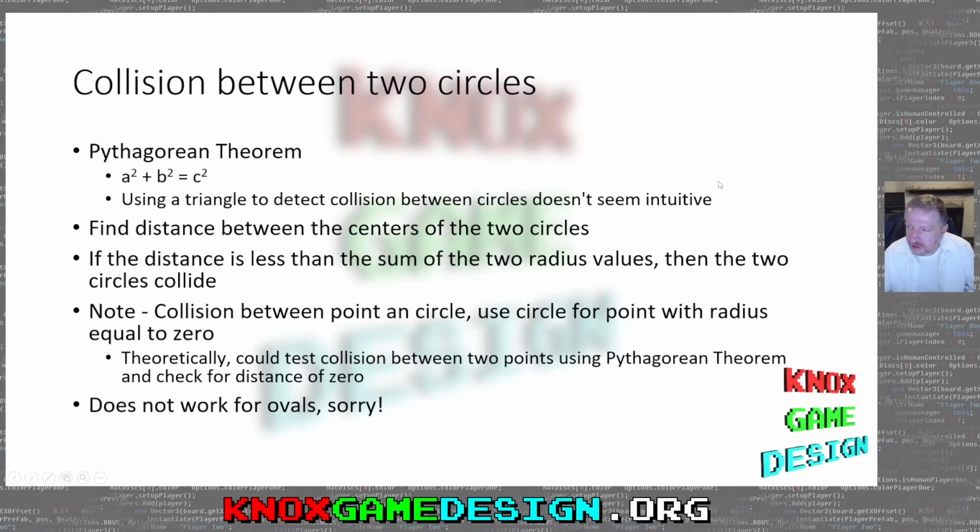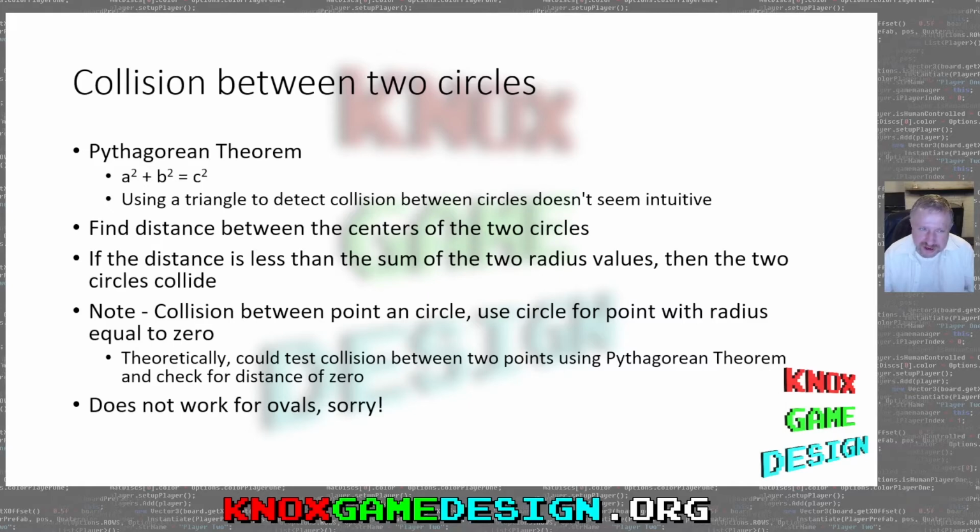So the last one that we're going to talk about here is two circles. So that's basically the 4 shapes we're going to talk about: points, lines, rectangles, and circles. Circles are actually really easy if you know a little bit of geometry. We go back to the old Pythagorean theorem.